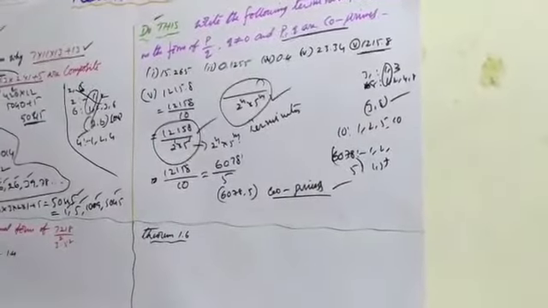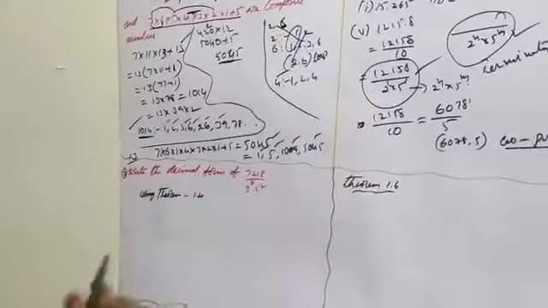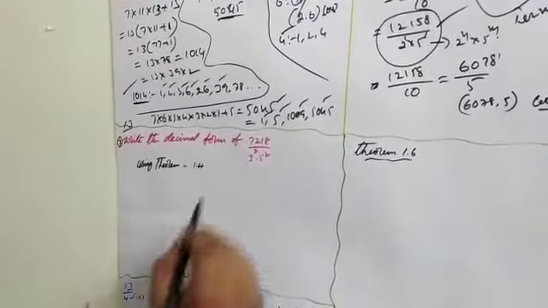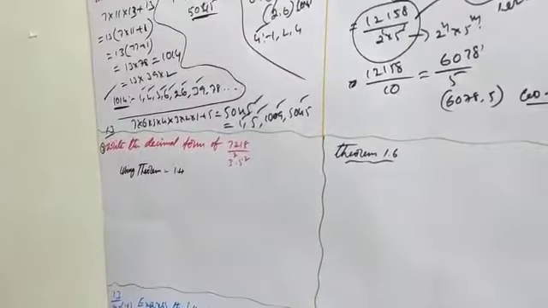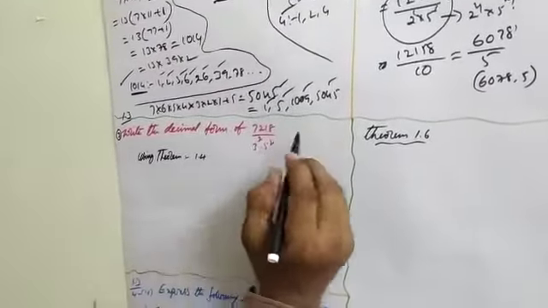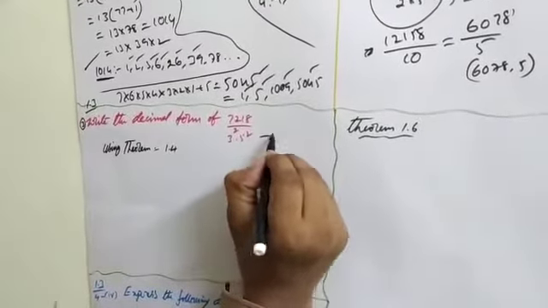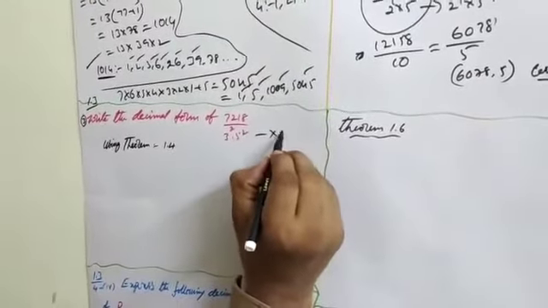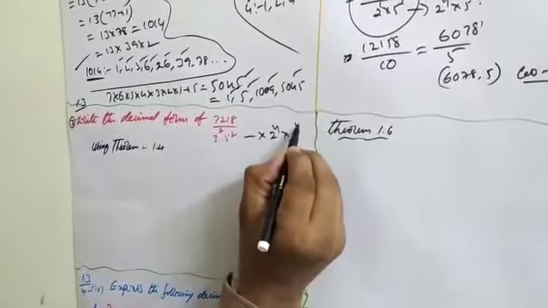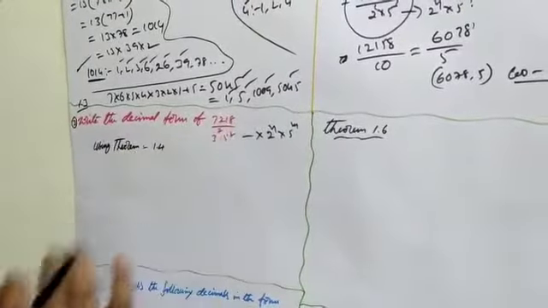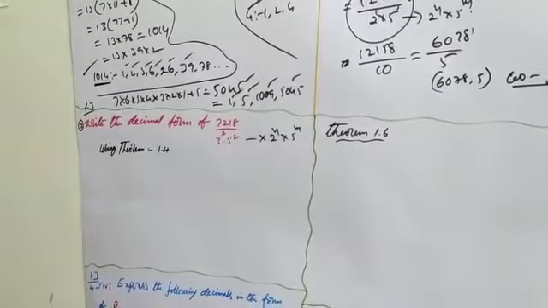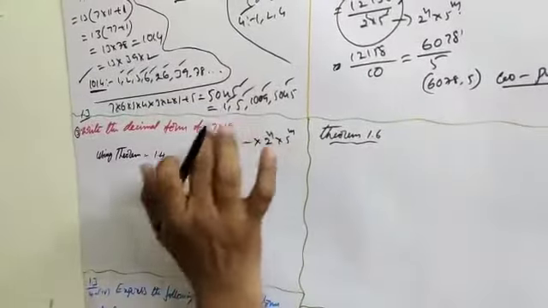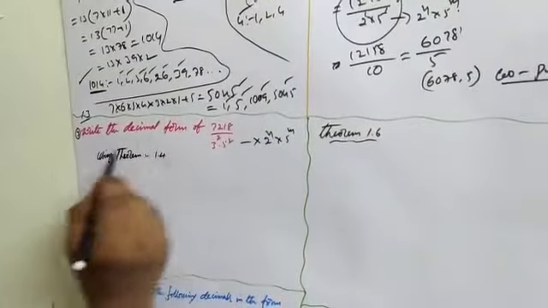Go to the third one: write the decimal form of 7218 divided by 3 square into 5 square. What is the meaning of 3 square into 5 square? The denominator is not written in the form of 2 power n into 5 power m. This means the fraction is non-terminating repeating, like this, right?